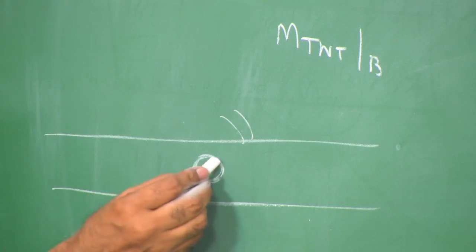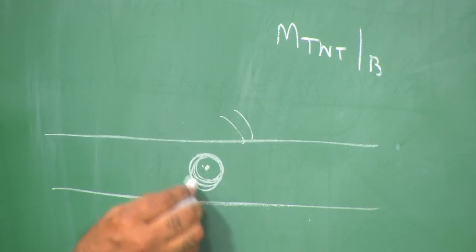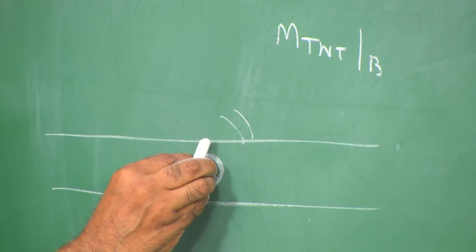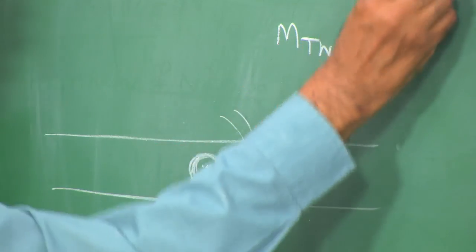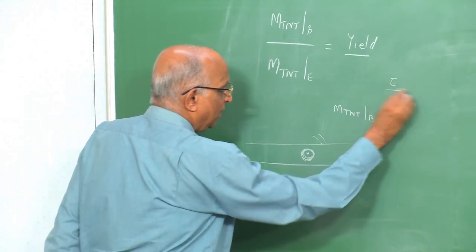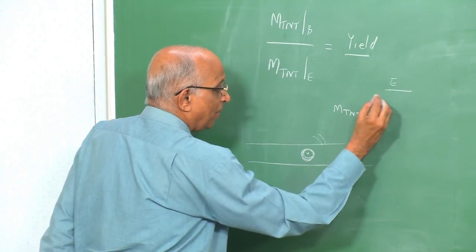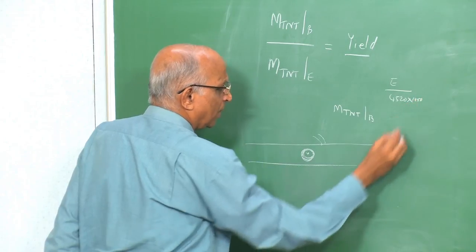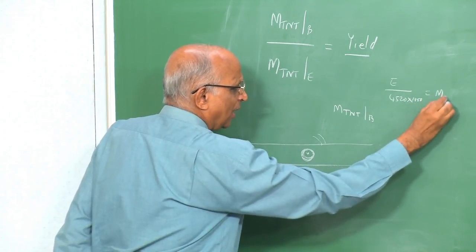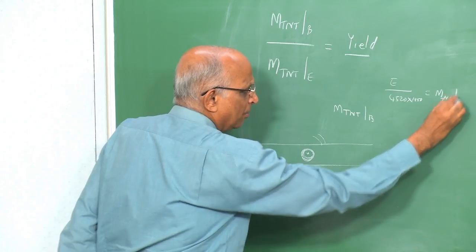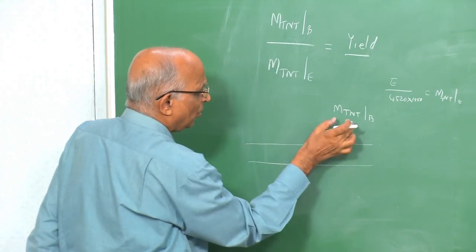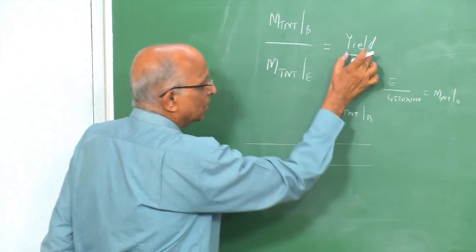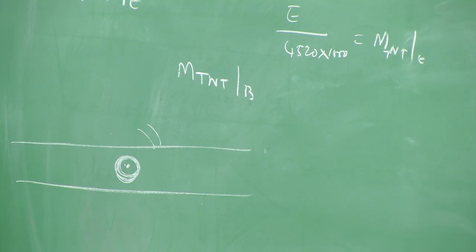We also go back and determine what type of bomb the particular person used, and what was the energy released in that bomb. We divide it by the energy release per kg of TNT, which is 4520 into 1000 joules per kilogram. This gives me the value of mTNT based on energy, and the ratio of mTNT for the blast damage divided by mTNT is what we call the yield of an explosion.